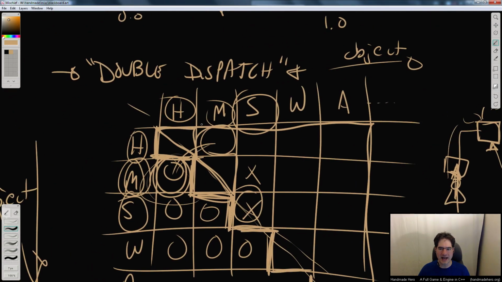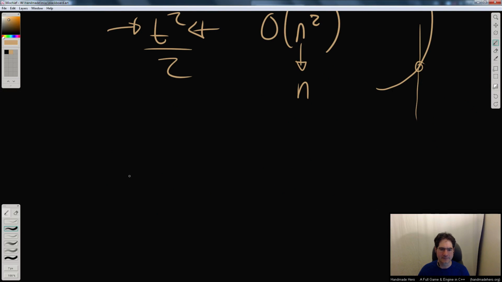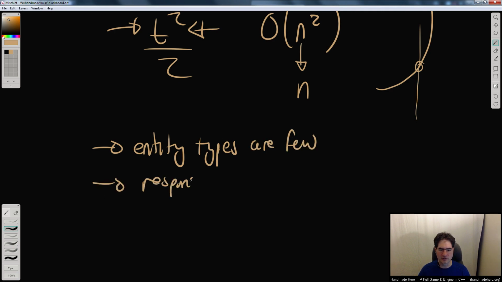And so one thing you might ask is, how do games deal with this problem? The answer is they deal with it in two different ways, and we're going to be focusing on the way that I think is better. Basically, some attack it head on, and they say, we're just going to do double dispatch, and we'll write code for all these things. What that basically means is you just don't have very many entity types, either the entity types are few, or the responses are few.